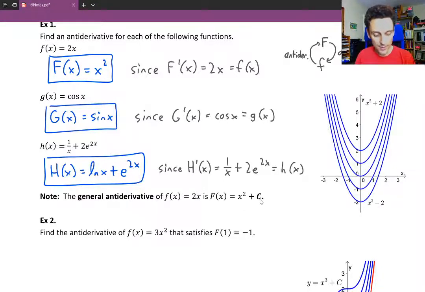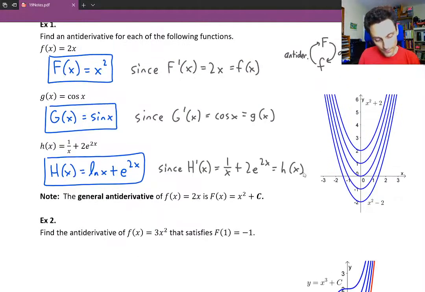So the c here is representing just some constant. It could be like the 2 that we mentioned a second ago. It could be 5. It could be -10. It could be pi, just as long as it's a constant. Because then if we take the derivative of x squared plus a constant, the derivative of that constant becomes 0, and the derivative of x squared is 2x. So x squared plus c is the general antiderivative of 2x.